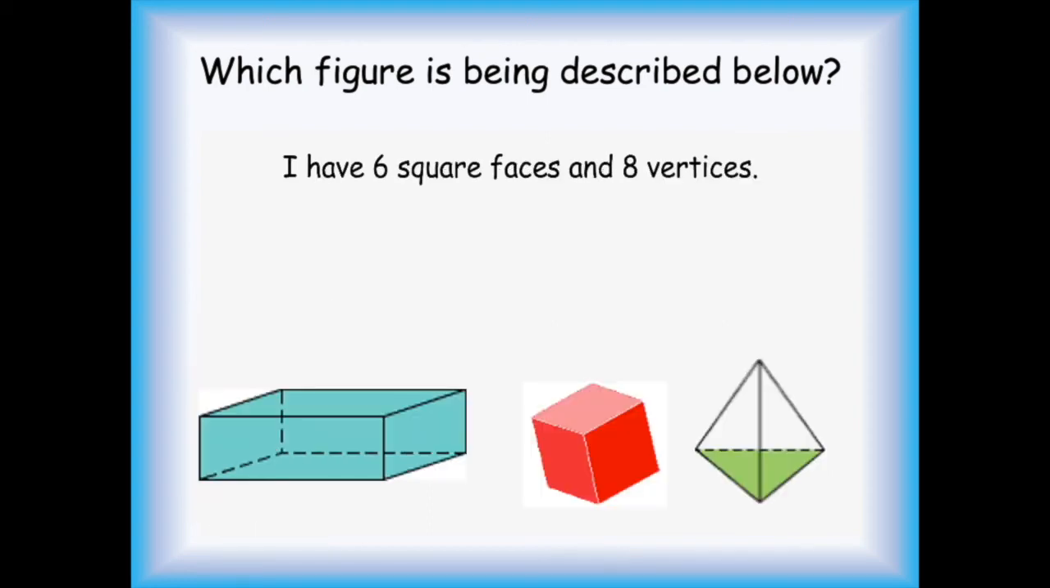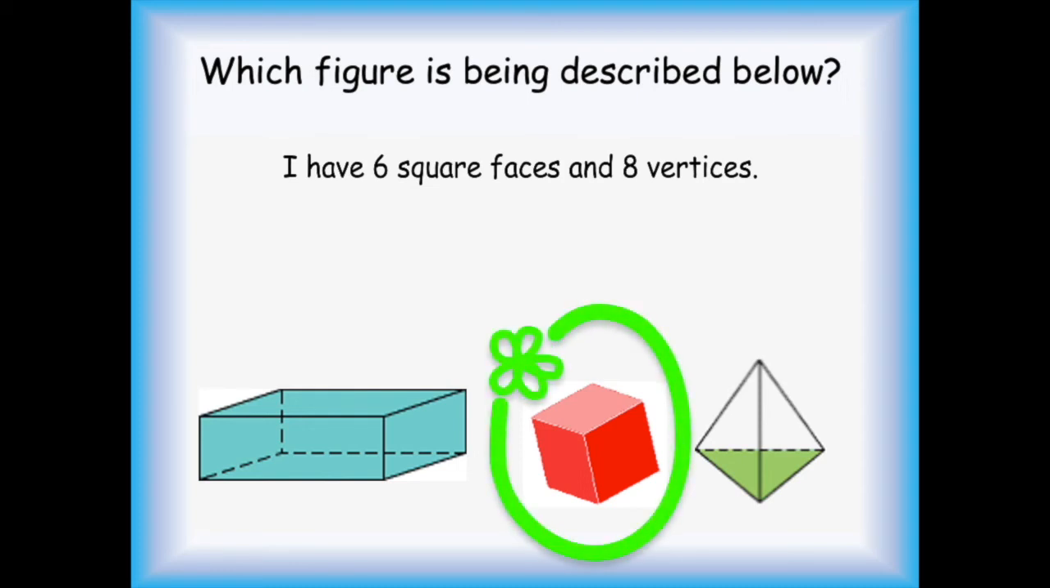Okay, next one. Which figure is being described below? I have 6 square faces and 8 vertices. Probably the biggest hint on this is the 6 square faces. Ready? Cube. Now, next to it on the left is a rectangular prism that also has 6 faces and 8 vertices, but its faces aren't squares.